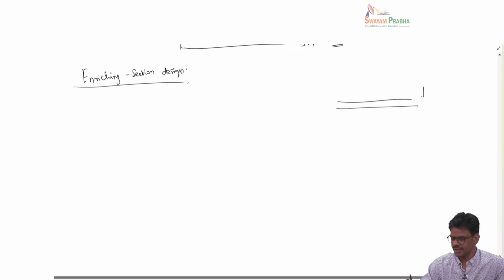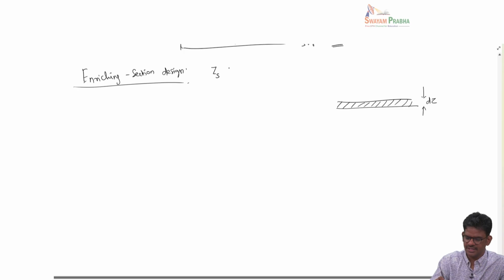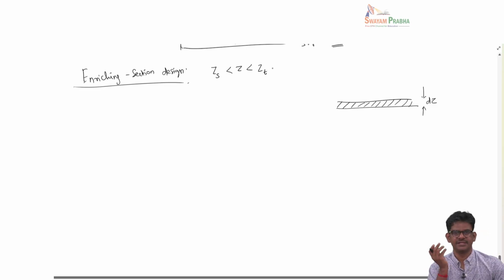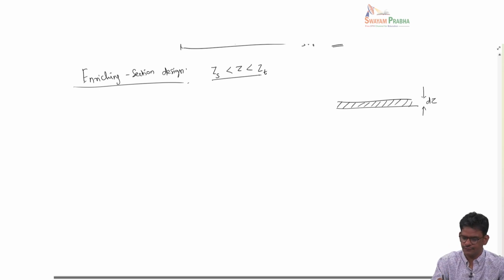So now we do enriching section design. Again we take a small shell dz. Here we write this equation from ZS to, we will say ZT, that is the total length. So this is the range of the enriching section. Here again we can write the material balance or mole balance.